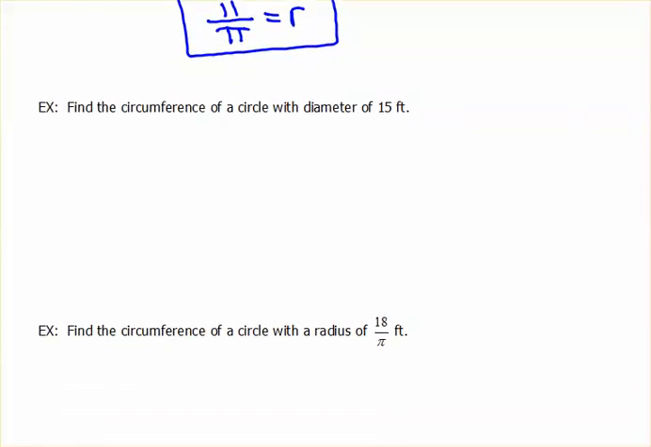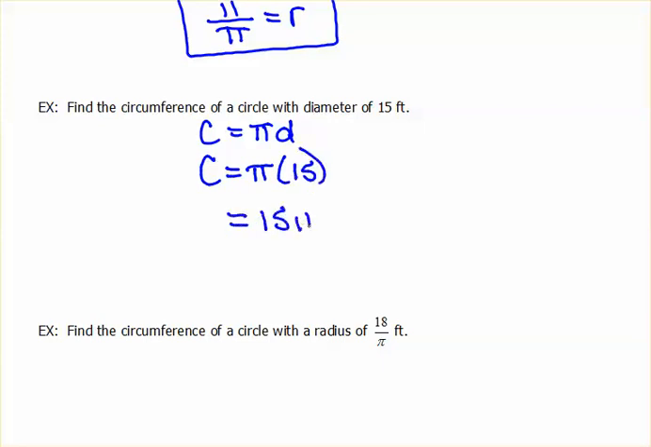Find the circumference of a circle with a diameter of 15 feet. Okay, so this time they're talking about diameter, so let's use the formula circumference equals pi times d. They want us to find the circumference, and they've given us a diameter of 15, so I'm going to replace the d with 15. So circumference will equal pi times 15, or a better way to write it would be 15 pi. We generally want pi to come at the end.